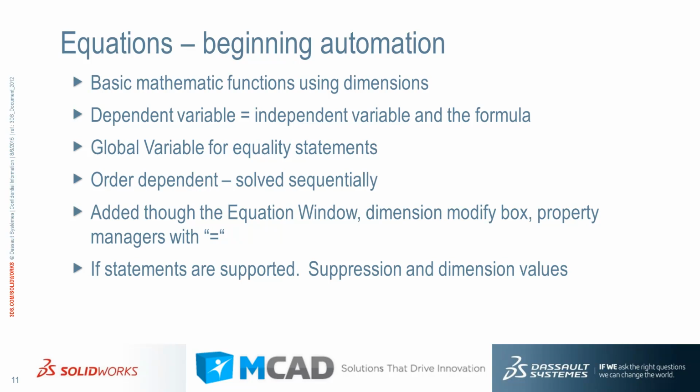So that dependent variable needs to be calculated first before SolidWorks can use it for an equation later on down the line. So it is important to keep your equations in the appropriate order. We can add equations through the equation window, a dimension modification box, a property manager, just by using the equal symbol. Basically anywhere you would normally type in a dimension, like an extruded boss depth, or typing in a number for a dimension. If you hit the equal symbol, you're in equation writing mode.